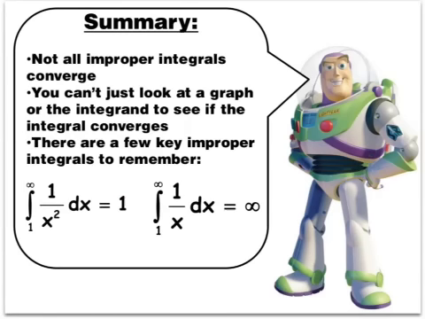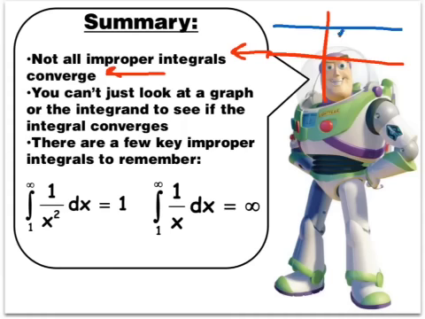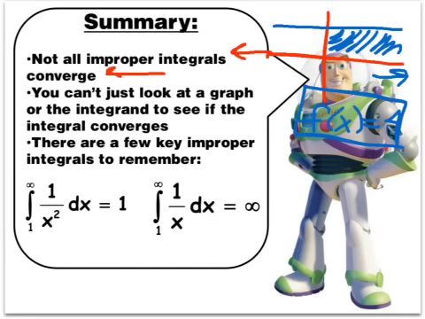So first of all, I want you to remember that not all improper integrals converge. And sometimes it's obvious if they're going to diverge, right? Like we had an example where our function was f of x equals 4, a constant function. And so the amount of area that we accumulated was infinite. So sometimes it's obvious when you have an improper integral that's going to diverge.